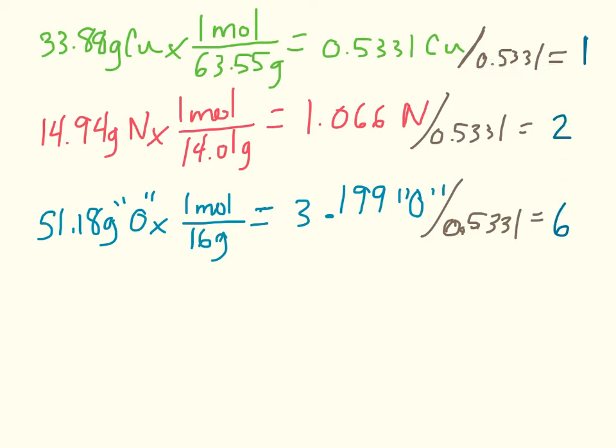So there's the smallest, and we luckily get nice whole numbers, 1, 2, and 6, and that leads us to writing the formula, which would be copper's first because it was given to us first. So there's 1 copper. We don't need to write the subscript 1. Then we have nitrogen, which there's 2 of those, and then we have oxygen, which there's 3 of those. So the formula is CuN2O3. And that is the empirical formula.